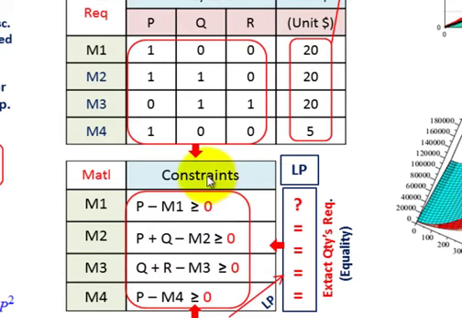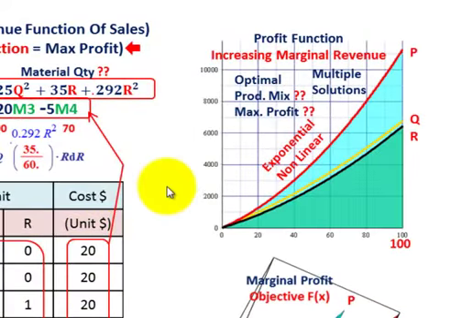Okay, so that's our constraints here for materials. We're also going to have some constraints on the manufacturing, or machine operations, that we have as well. But before we get into that, let's just understand what this function looks like. Okay, so this is really what we're talking about, that marginal revenue.